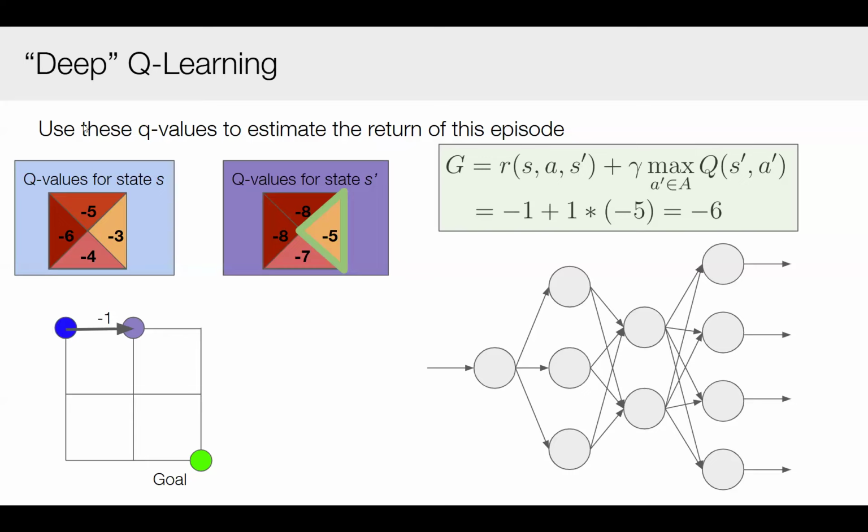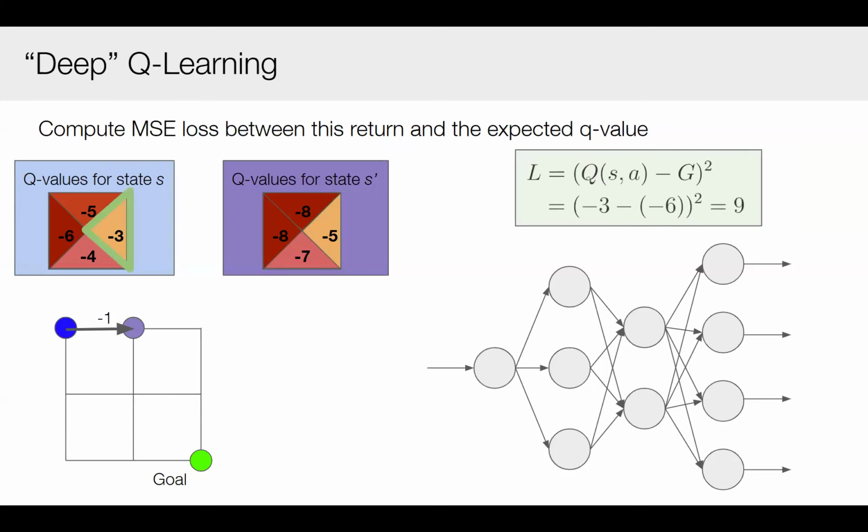So we want our Q value for state S to be predicting this. This -3 should not predict -3. It should instead predict -6. Does that make sense? So that's exactly what we're going to do with our loss.